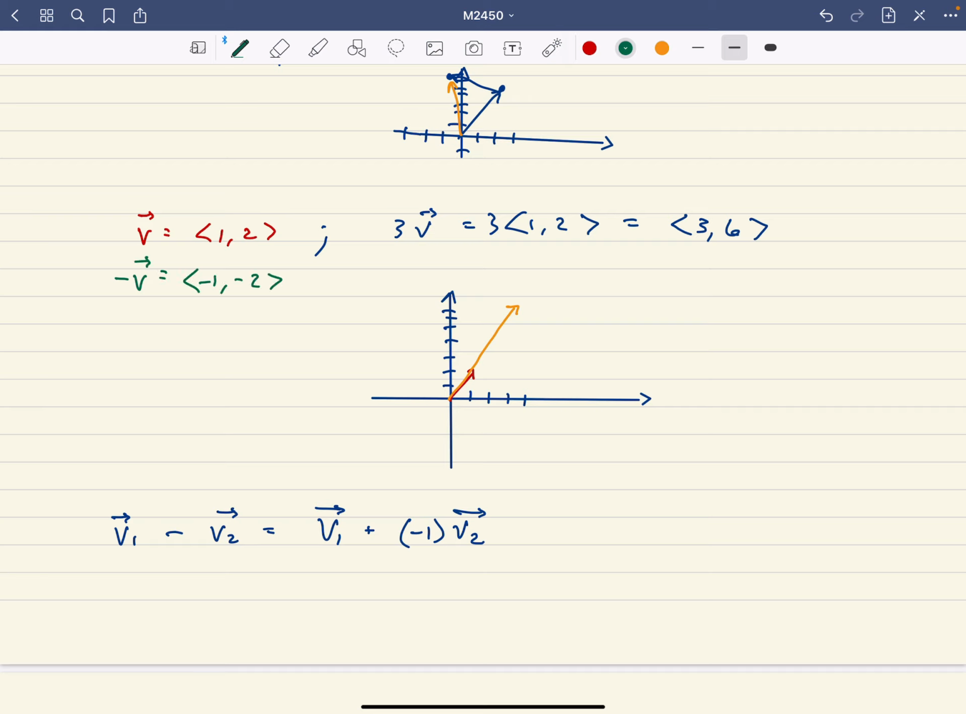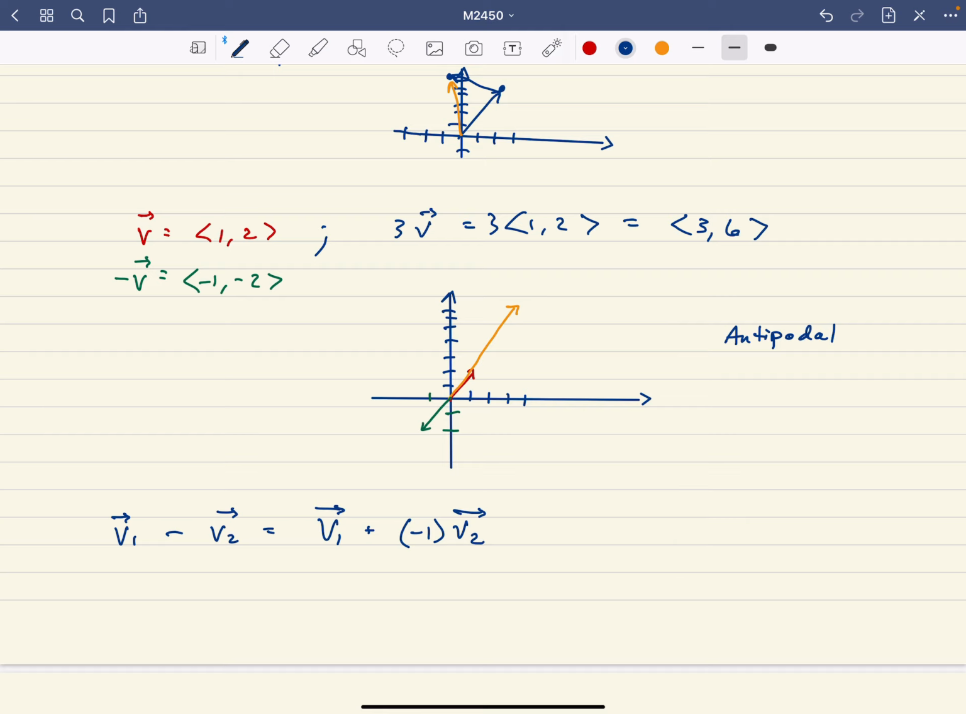And what that's going to do is that's going to tell us keep the same angle that the vector makes, but we're going to go in the opposite direction. So it's going to be the vector that's completely antipodal to the original vector. So it's going to go in the opposite direction as the original vector.